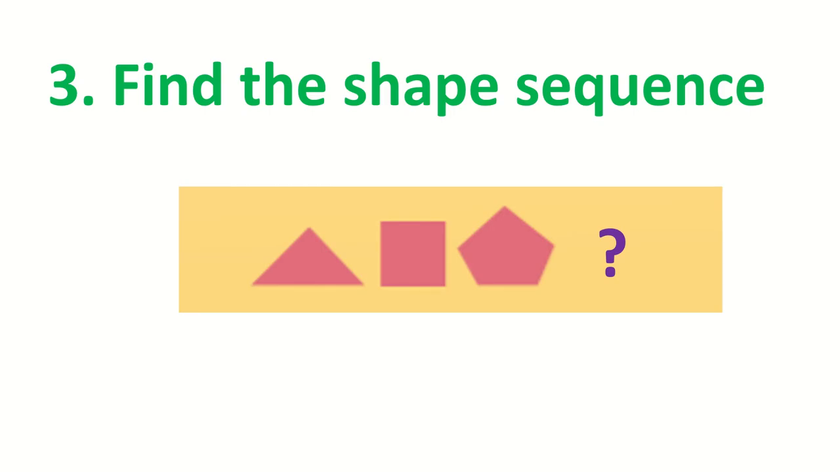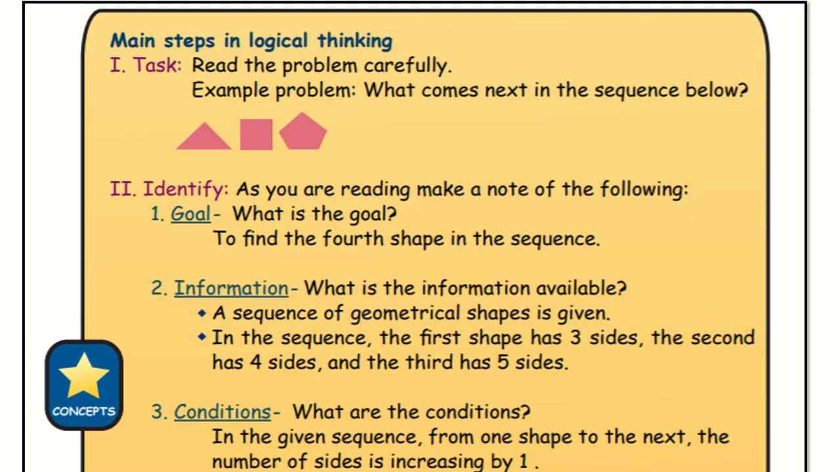Our next problem is to find the shape sequence. As you can see on the screen, there are certain shapes and we need to find the next shape in the sequence. So again let's solve this problem using logical thinking. Again, the goal is to find the fourth shape in the sequence. As you can see on the screen, there are three shapes in the sequence, and we need to find the fourth shape in the sequence. That is our goal.